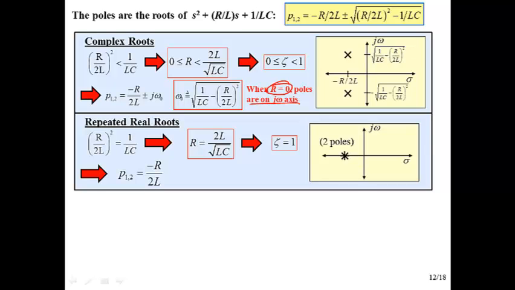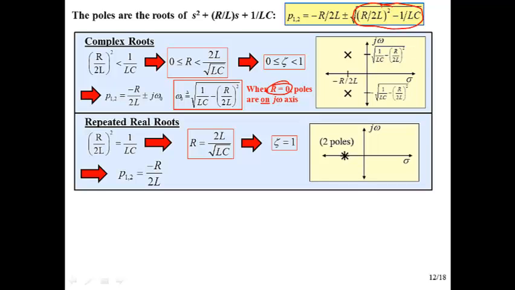Second case, repeated real roots. Well, that's going to happen when this thing is equal to 0. And so that happens precisely when R is equal to 2L over the square root of LC. And yes, I could cancel a square root of L out of there, which would then give 2 times the square root of L over C. Same thing. I chose to leave it in terms of the square root of LC since that has a physical interpretation, as 1 over the square root of LC is omega sub n.